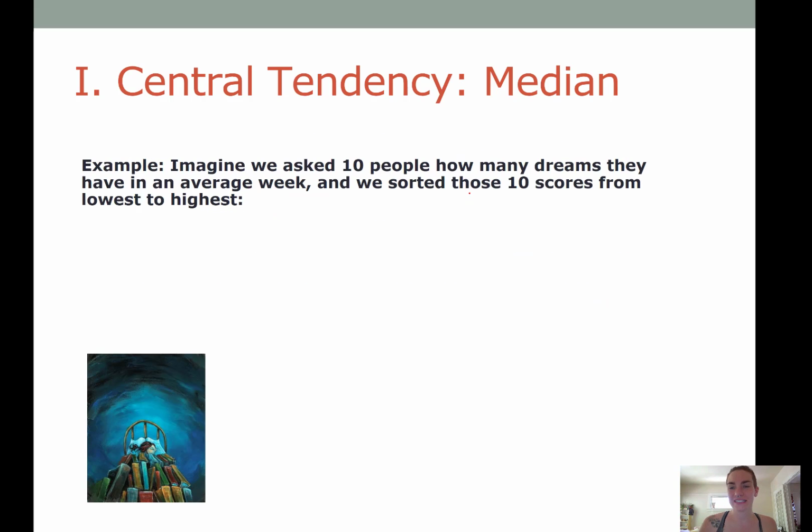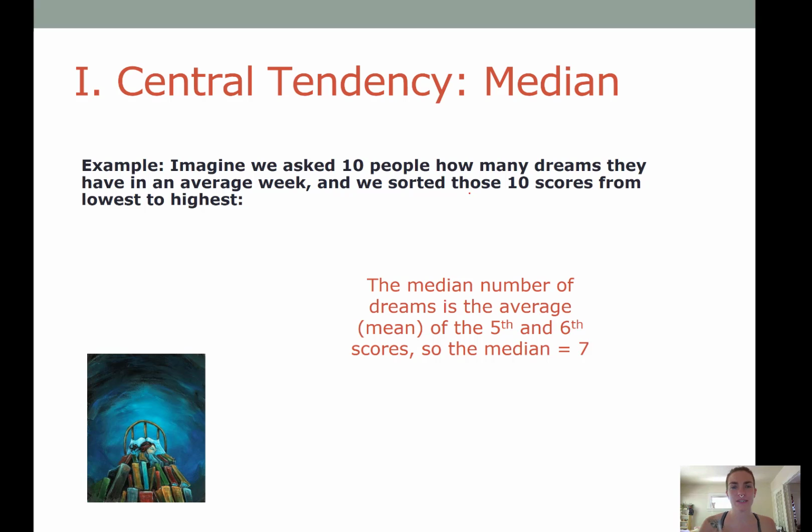So let's look at a little example of the median, because this one is the one that takes some time to catch on to for some people, or at least some practice calculating on your own. So let's imagine that we asked 10 people to report how many dreams they have in an average week. And remember, we have to sort those scores from lowest to highest. So we sort those scores 1, 3, 3, 6, 7, 7, 8, 8, 8, and 9. Those are the number of dreams that people reported. We sort them from lowest to highest, and then we find the median.